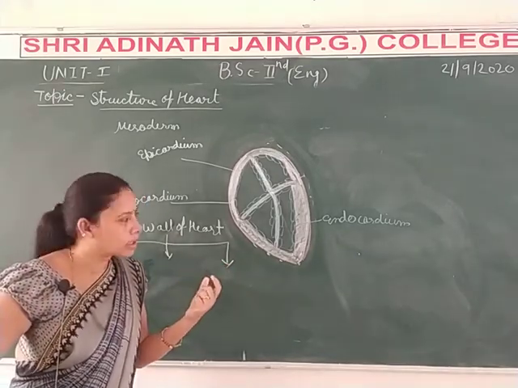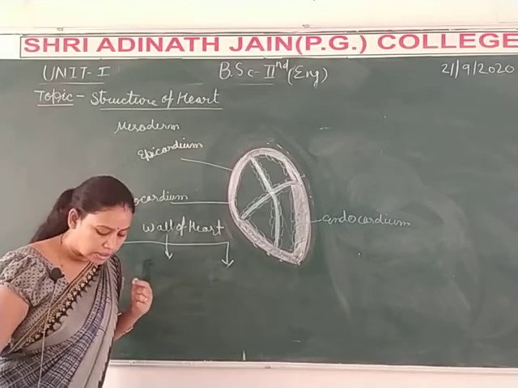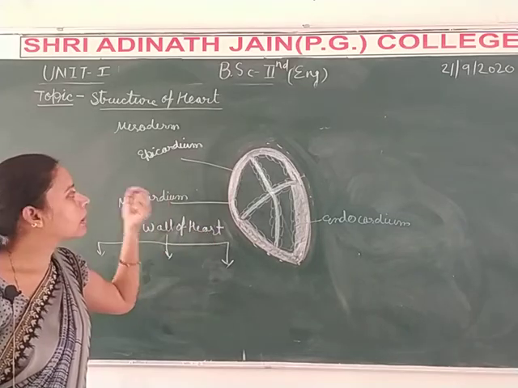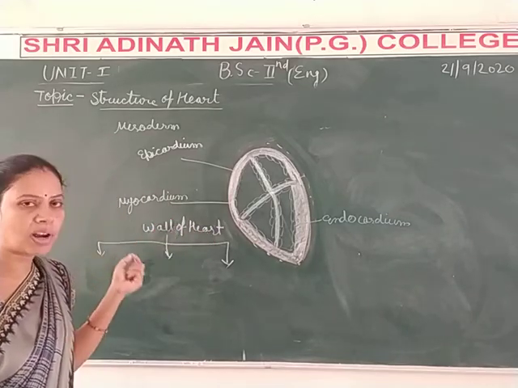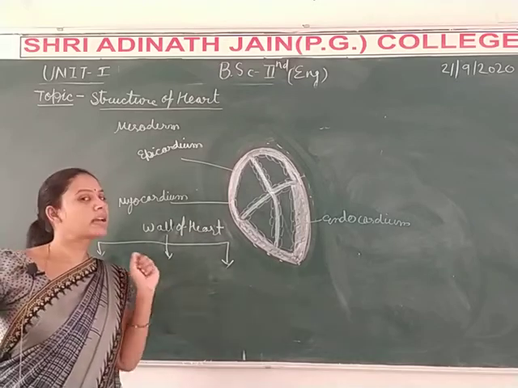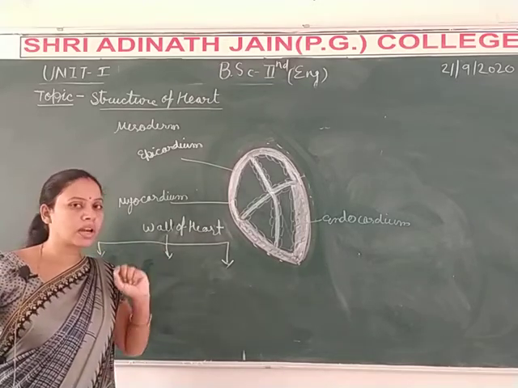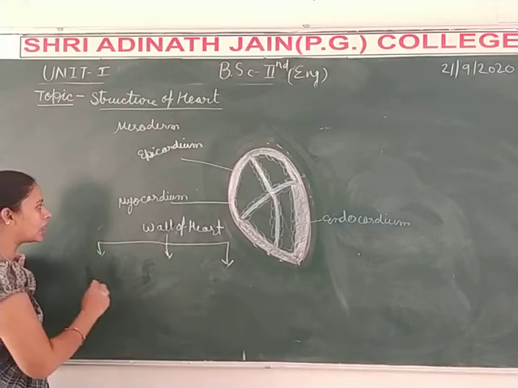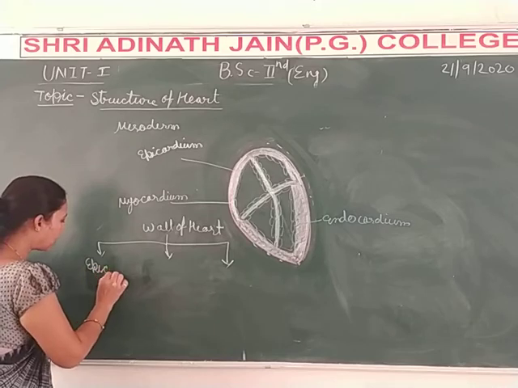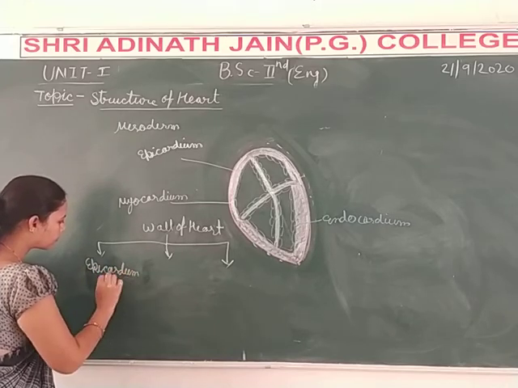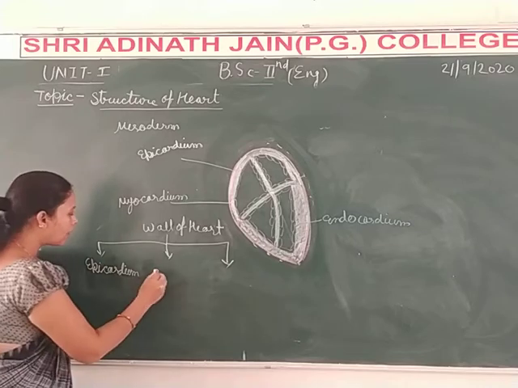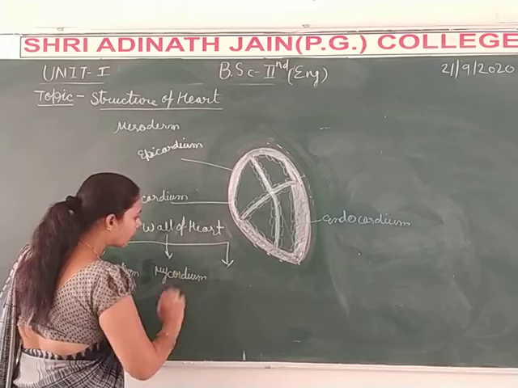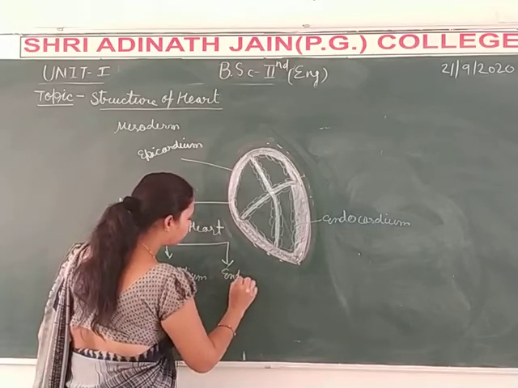Before this, what we discussed, these are the structure of pericardium. The outer envelope of heart is known as pericardium. Now if we see the wall of heart, it has 3 layers: epicardium, myocardium and endocardium.